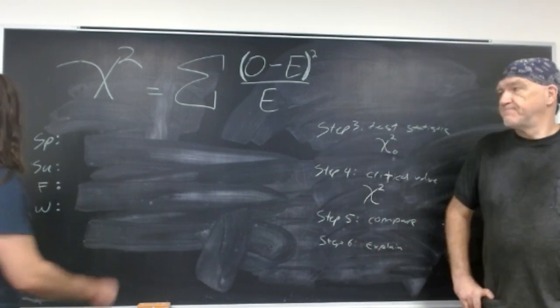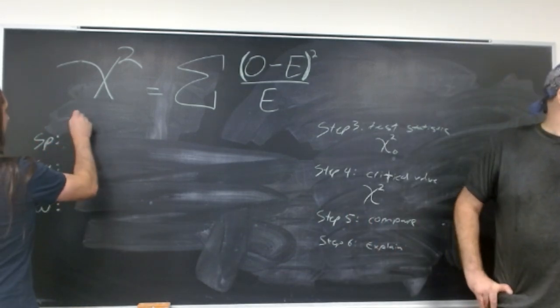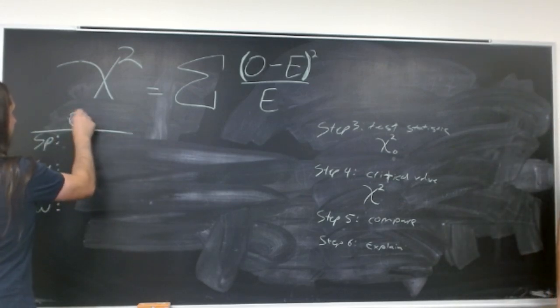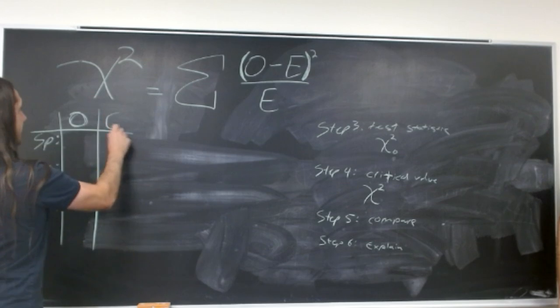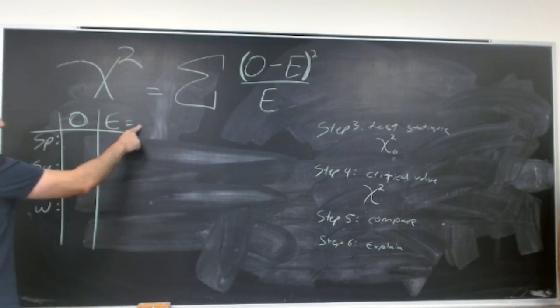So here we have our, this will be our observed value. This is the actual data in our observational study. And here's the expected, which is the proportion.